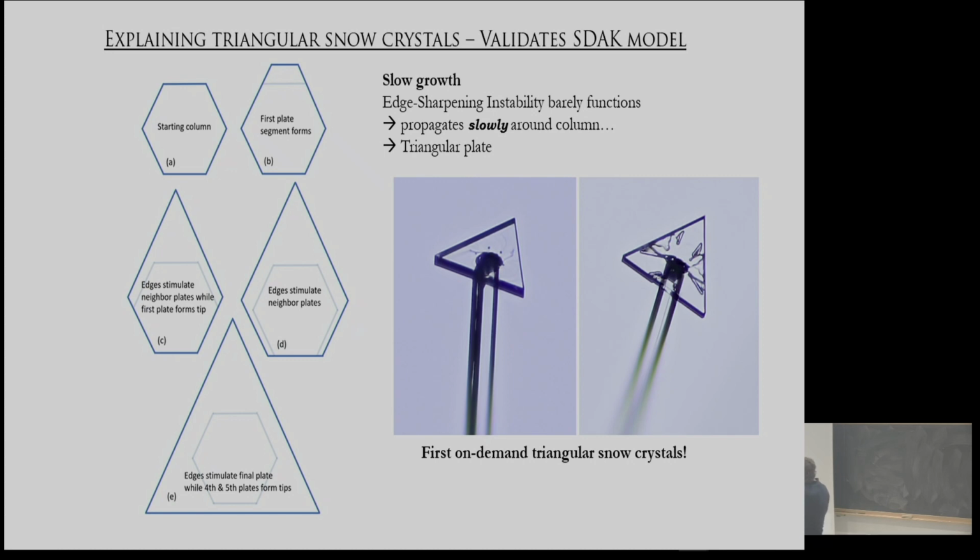If you just look at this and think about it for a while, if it grows very fast, then it just propagates around very quickly and you get a hexagonal plate. But if it grows very slowly, it sort of does so in steps, and you can end up with a triangular plate. And lo and behold, we can make that. This is the first ever on-demand triangular snow crystals. They've always appeared as kind of an accident, but not anymore. Now we can just dial it up and see it, because we know where to go now.